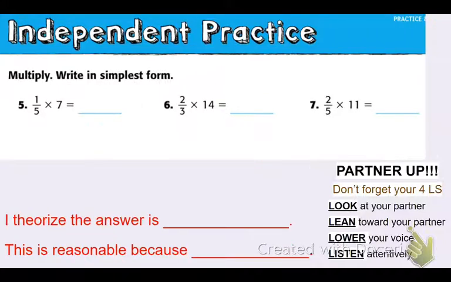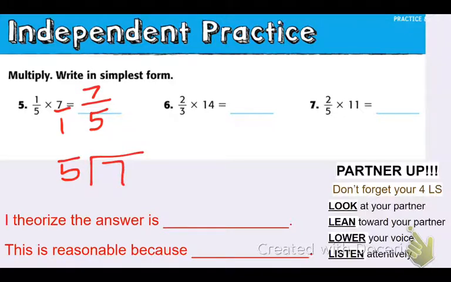Moving into problem number 5. Go ahead and do step 1. Make it a fraction. Put it over 1. Step 2, multiply. 1 times 7 is 7. 5 times 1 is 5. Step 3, we need to change that improper fraction into a whole number or a mixed number.